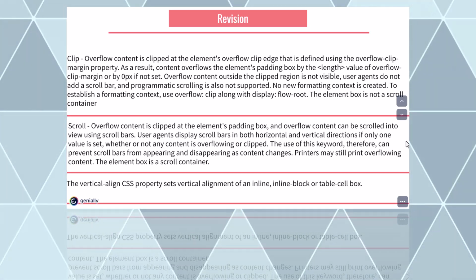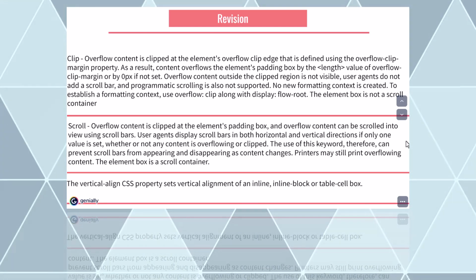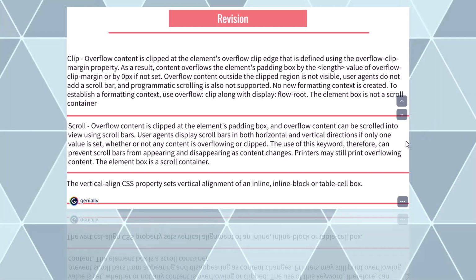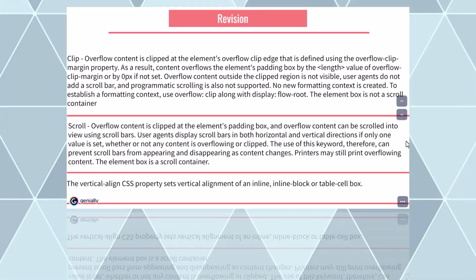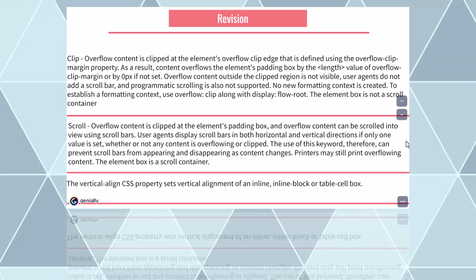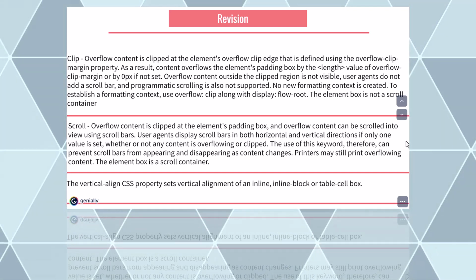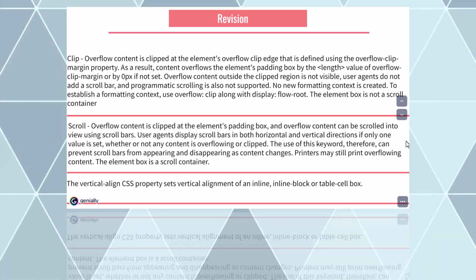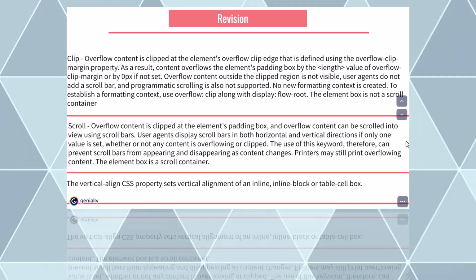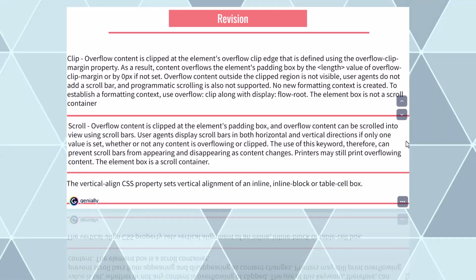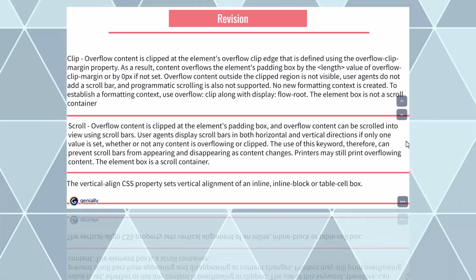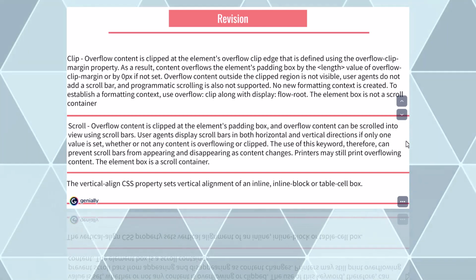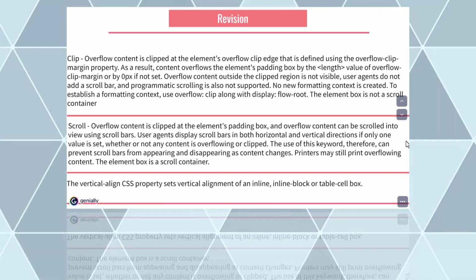Okay, can you read scroll? Scroll: overflow content is clipped at the element's padding box, and overflow content can be scrolled into view using scroll bars. User agents display scroll bars in both horizontal and vertical directions if scroll is set, whether or not any content is overflowing or clipped. The use of this keyword therefore can prevent scroll bars from appearing and disappearing as content changes. Printers may still print overflowing content. The element box is a scroll container.